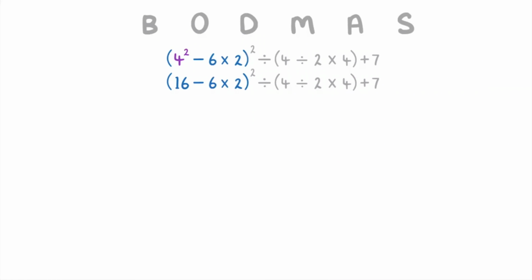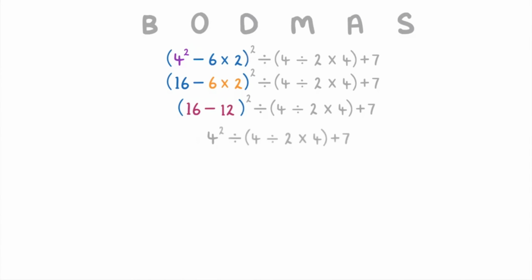There isn't any division in the bracket, so the next thing we do is the multiplication, 6 times 2, which is 12. And then the only thing left is the subtraction. So 16 minus 12, which gives us 4. At this point, we've finished simplifying this first bracket. So we can rewrite our equation as 4 squared divided by the bracket 4 divided by 2 times 4 plus 7.